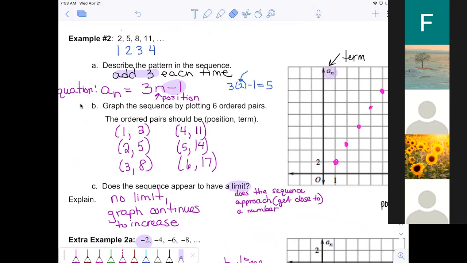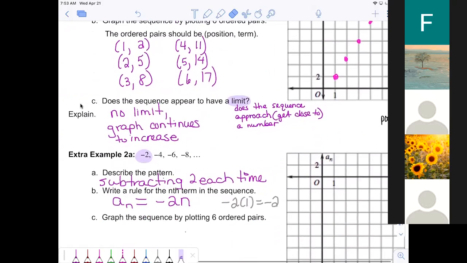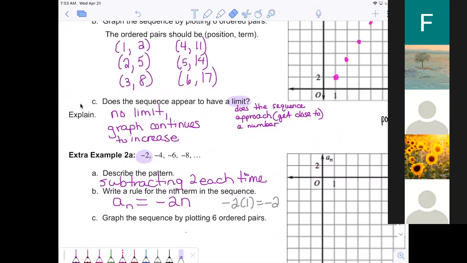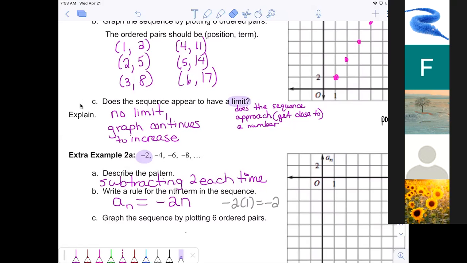So when you're trying to write a pattern, think about what are you doing each time? So I'm adding 3 each time, or we're subtracting 2 each time. That actually becomes multiplication when you're writing the equation. And then do you need to add or subtract anything from that in order to get to the first number?